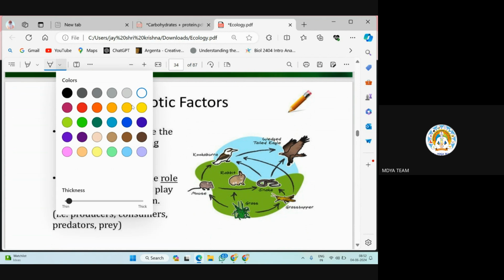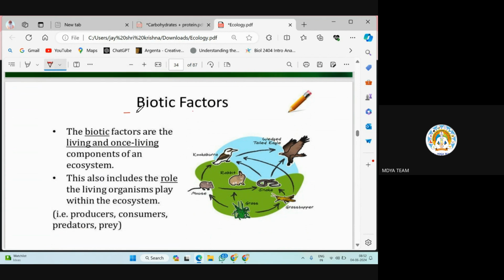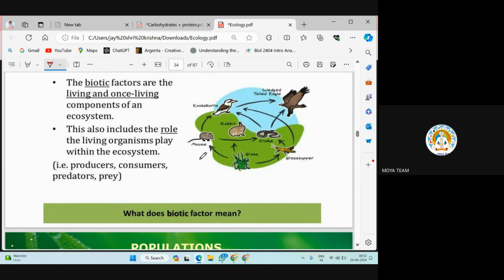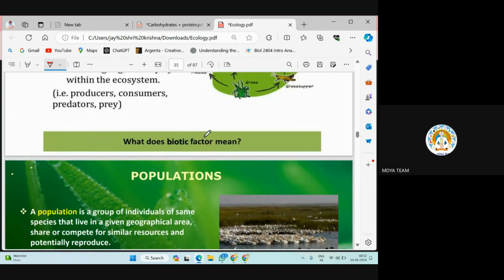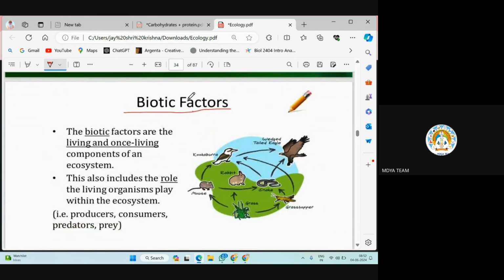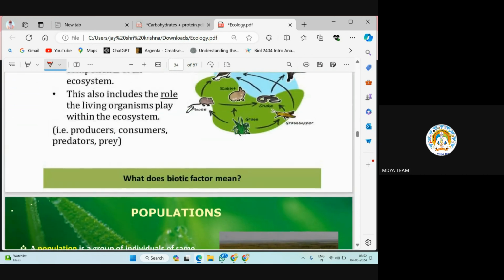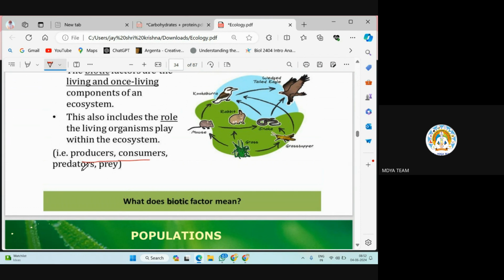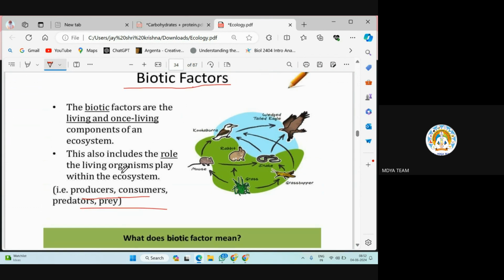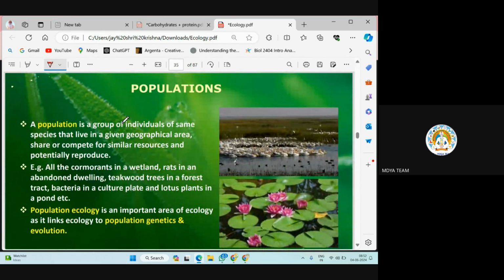Next, biotic factor. So biotic factors are living organisms in an ecosystem. Okay, so all these producers and consumers, we will study in detail. Biotic factors are the living and once living components of an ecosystem. Those animals who exist in an ecosystem are biotic components.